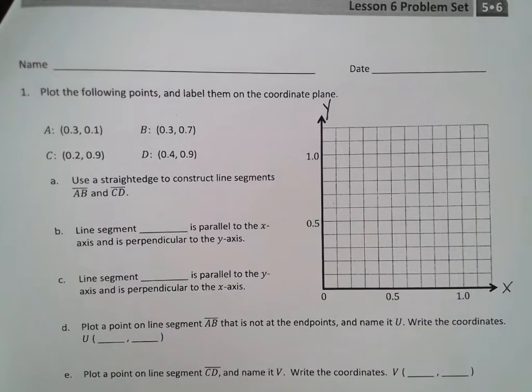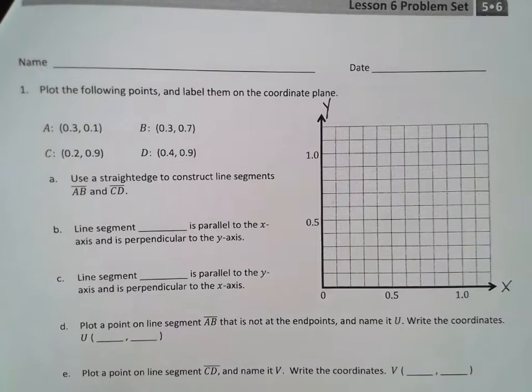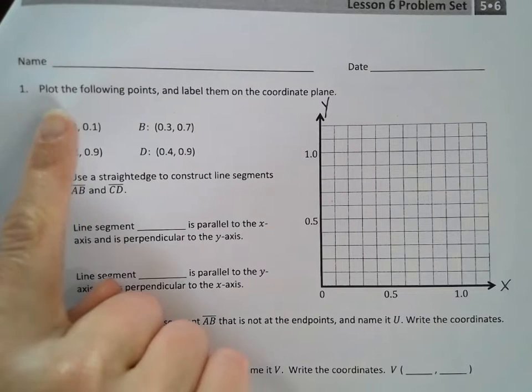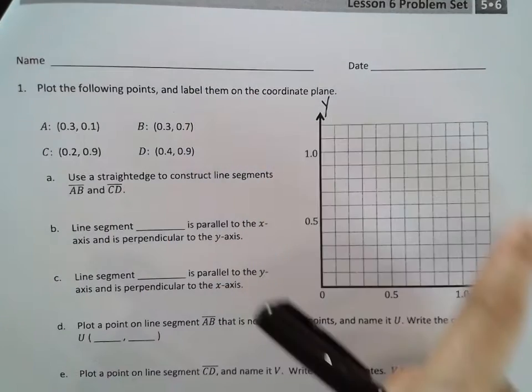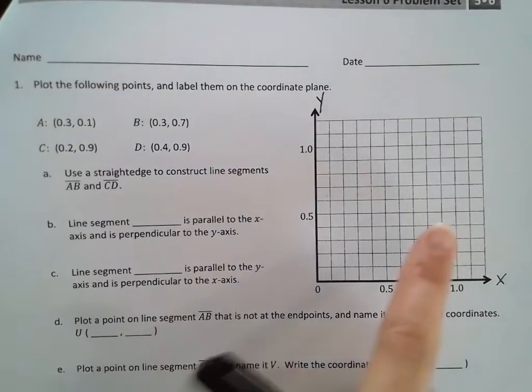If you want to pause the video and go ahead and try some of these, I want you to go ahead and do that. And you can copy this down onto your paper, on your notebook. And those of you who do not have Google Classroom, you can actually do this on the paper. So go ahead and pause the video, and they want you to plot the following points and label them on the coordinate plane. So you're plotting point A, B, C, and D, and then you continue following these instructions all the way down, okay?